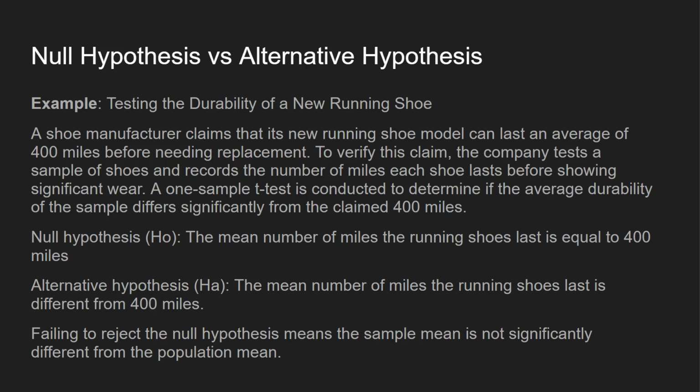A one sample t-test is conducted to determine if the average durability of the sample differs significantly from the claimed 400 miles, right? So our null hypothesis, this is what the company's claiming, right? The mean number of miles the running shoes last is equal to 400 miles. The alternative hypothesis in this case is the mean number of miles the running shoes last is different than 400, right? Company claims 400. Our alternative hypothesis is that this 400 number is not correct, right? The mean is different.